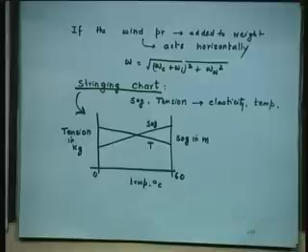If you add wind pressure, which acts horizontally, to the weight, the equivalent weight of the conductor is given by the square root of (WC plus WI) whole square plus WW square. What is WC? Conductor weight. What is WI? Ice weight. And WW is wind.